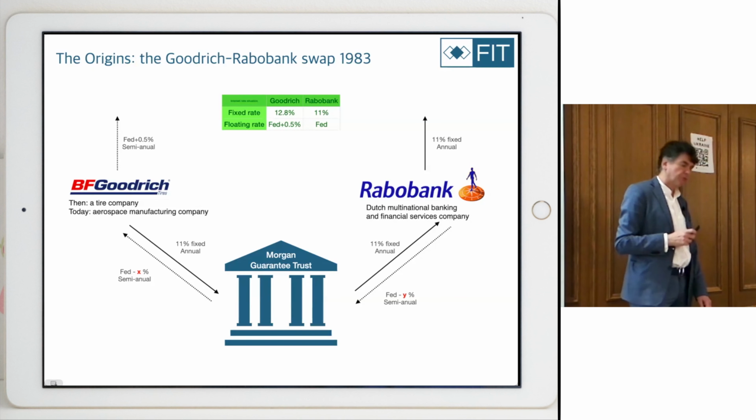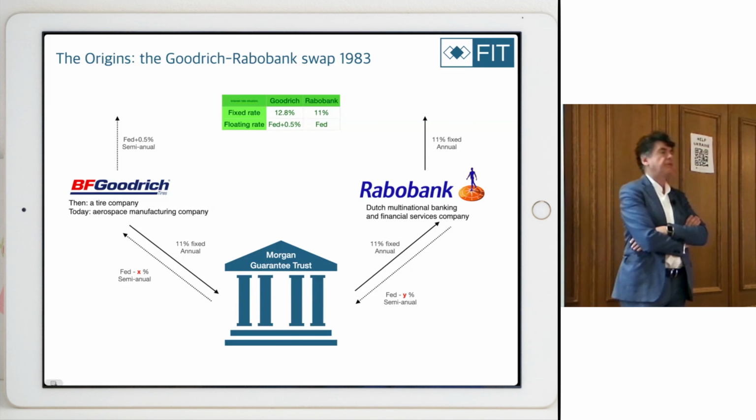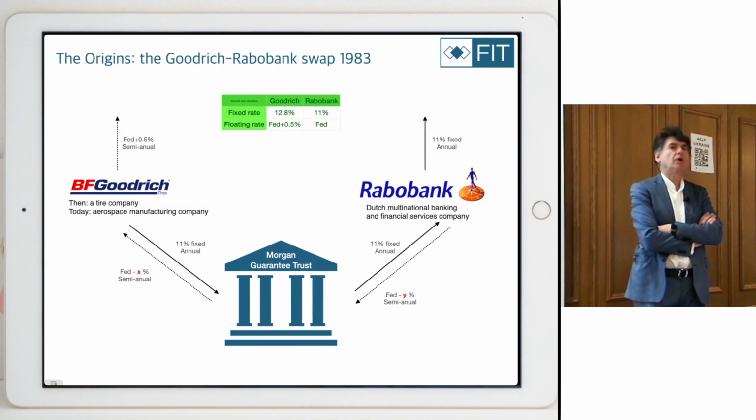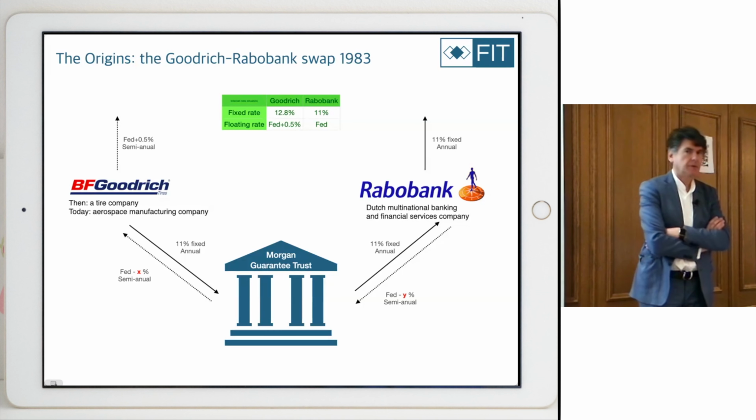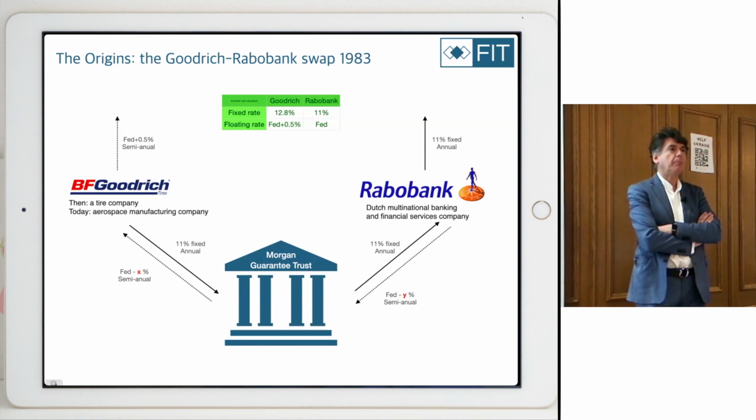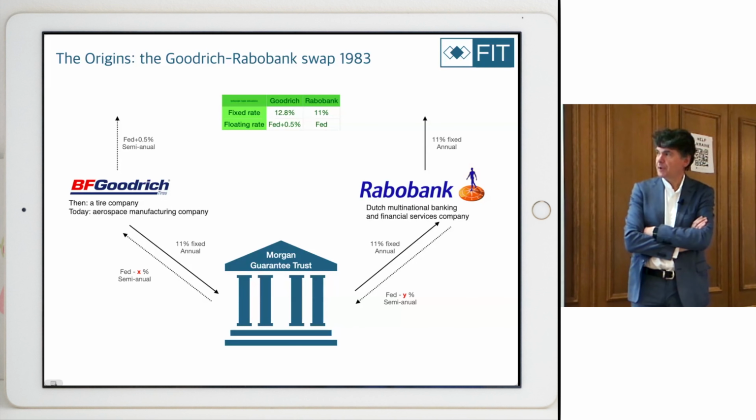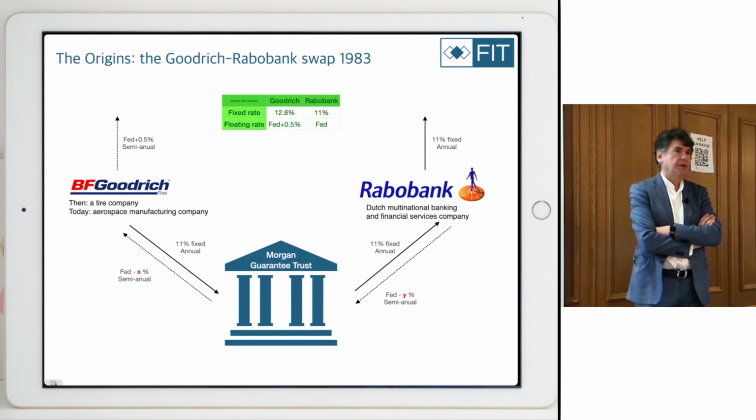That rates go up or that rates go down? Think about that. If you're Morgan and you're worried, what is your worry? That rates go up or rates go down? Rates go up. You worry that rates go up. Okay, if rates go up, what's going to happen? If rates go up and Goodrich goes bankrupt, what happens? You're going to pay them money. Big deal. You pay them money because you're going to get the money from Rabobank, right? That is not your concern. Your concern is rates go down.